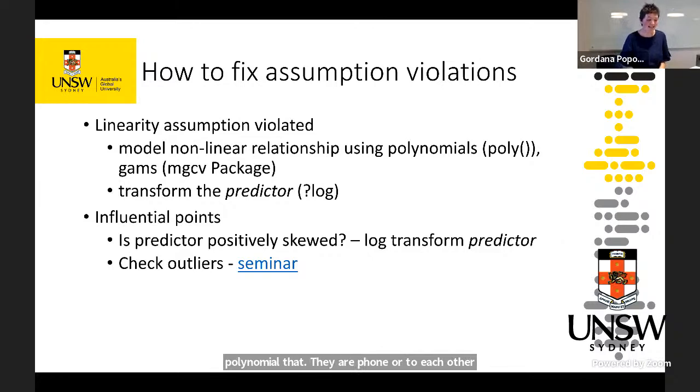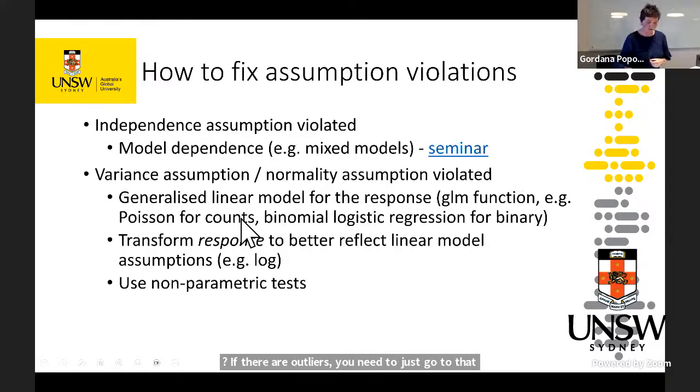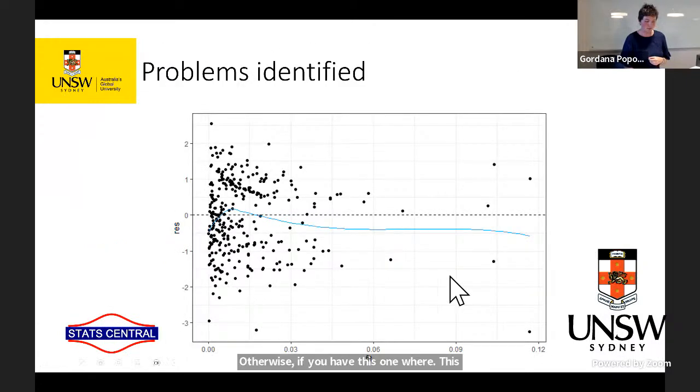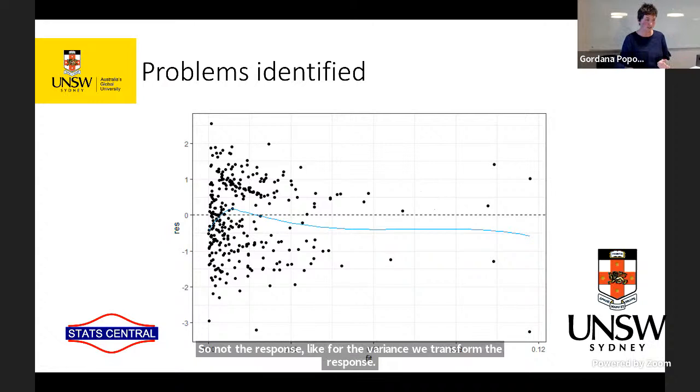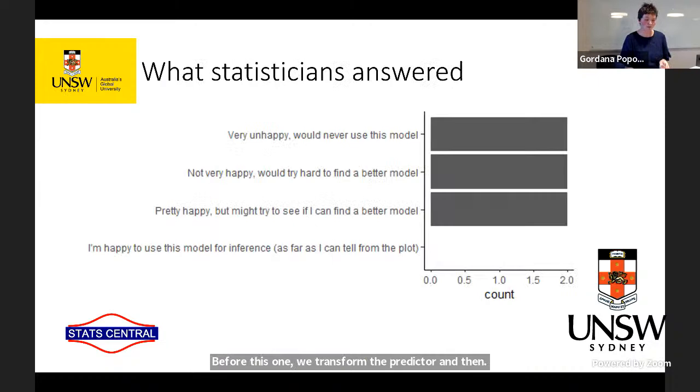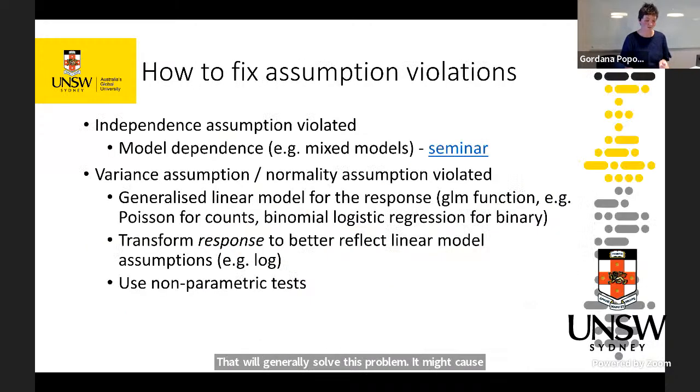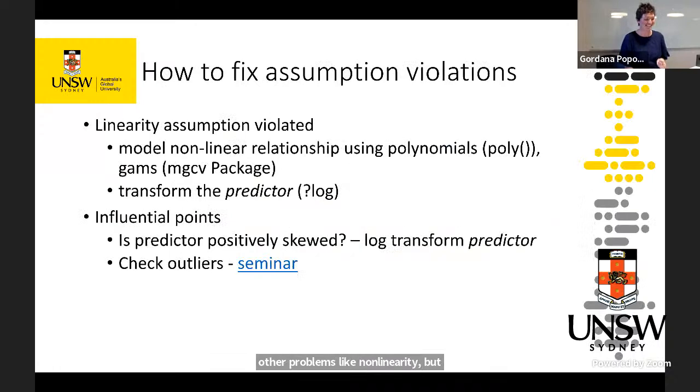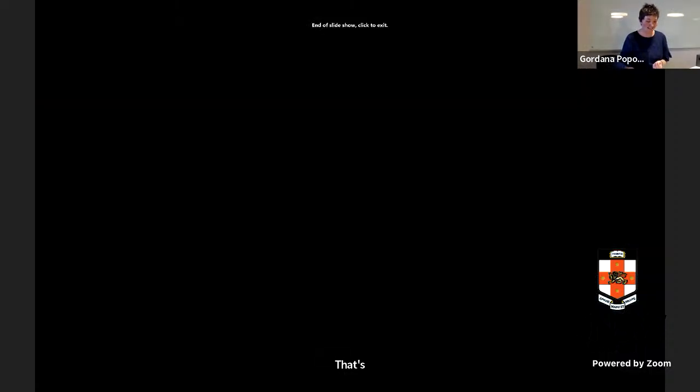Okay, and then what about if you have influential points? If there are outliers, you need to just go to that seminar. Otherwise, if you have a skewed predictor, what I would do here is just log transform the predictor. So not the response, like for the variance, where we transform the response, but for this one, we transform the predictor, and then that will generally solve this problem. It might cause other problems like non-linearity, but that's a different problem later on. Okay, I think that's it.